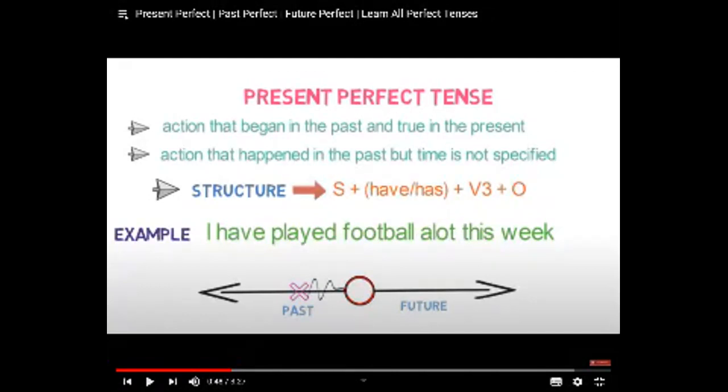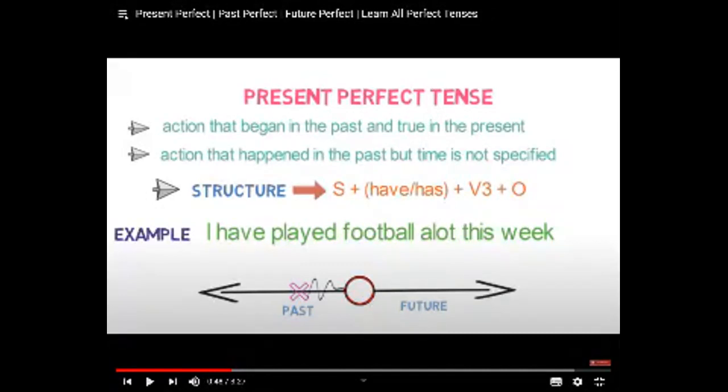If we start our sentence with a plural noun, we will put have with the subject. If my sentence is starting with a plural noun, I will put have as a helping verb. And if my sentence is starting with a singular subject, I will put has with my subject. The other formula will remain the same.